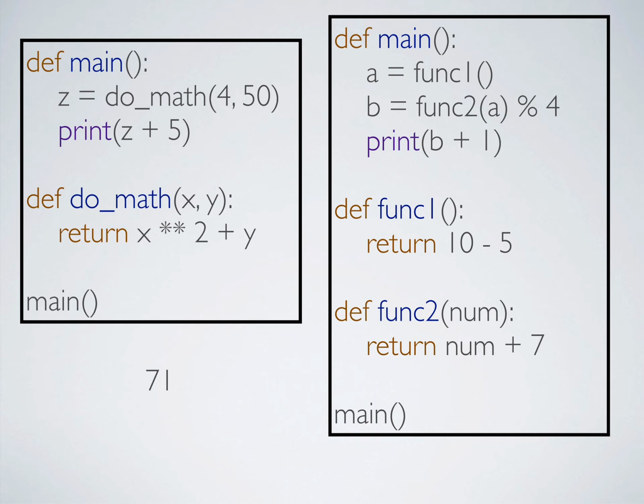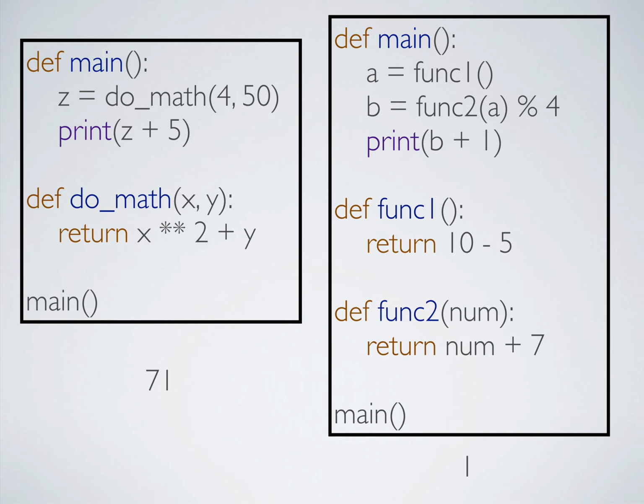That means up here in main, this assignment statement, z equals do math 4, 50, is basically the same as saying z equals 66. So the variable z now has the value 66. Then when you print z plus 5, you'll get 71 displayed on the screen. 66 plus 5. That's the first one. For the second one, you should get the number 1.